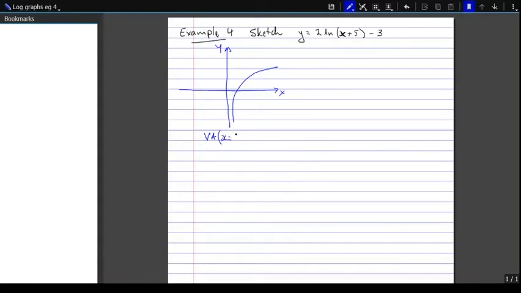Vertical asymptote, x-intercept at (1, 0), and another point which we can conveniently mark there at (e, 1). Okay, our transformations. First of all, we've got a dilation factor of 2 in the y direction. We also have a translation of 5 units to the left. And a vertical translation as well, 3 units down.